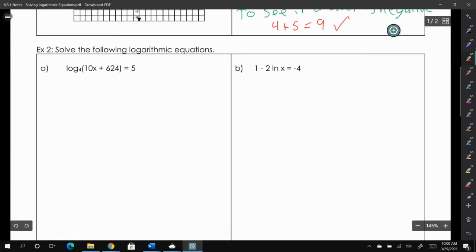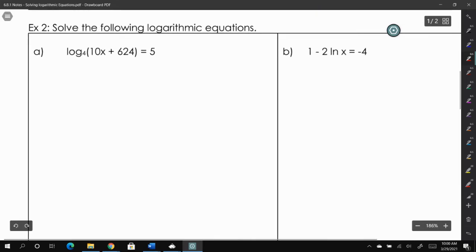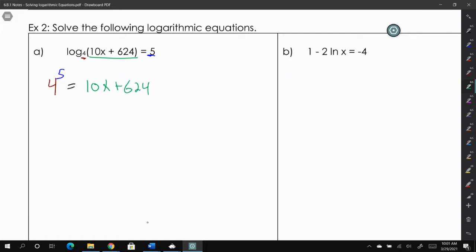All right, now let's look at example number 2 down here. Our base is 4. Our exponent is 5. And that will equal the other stuff here, 10x plus 624. So if I get my calculator out and I type in 4 to the 5th power, I get 1024. That equals 10x plus 624.